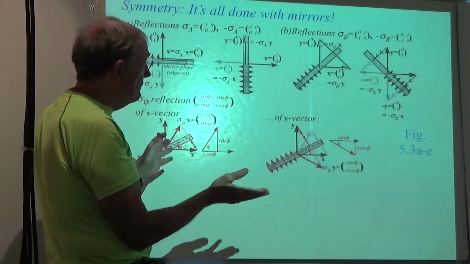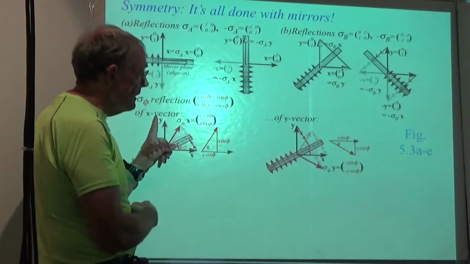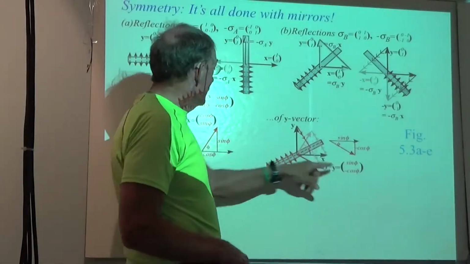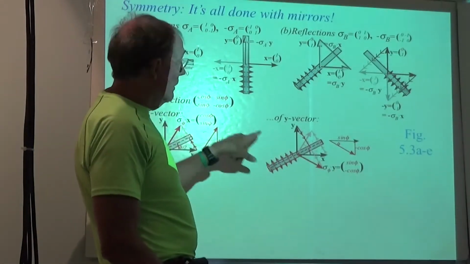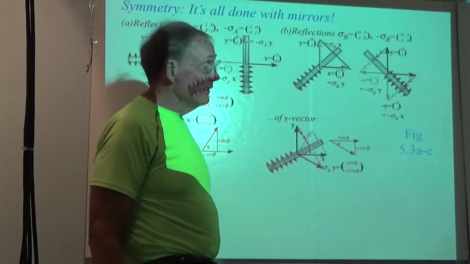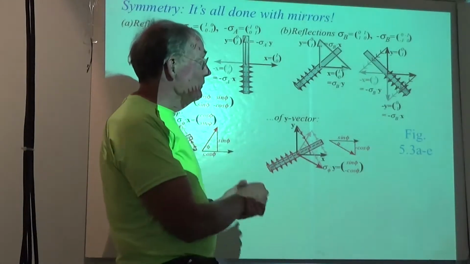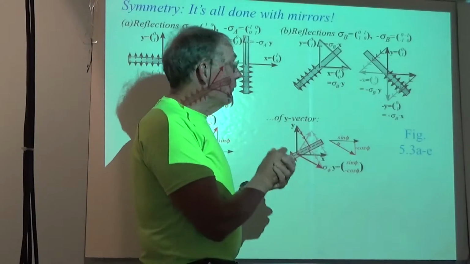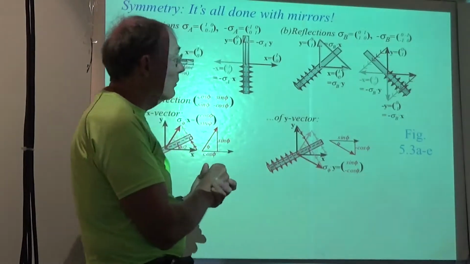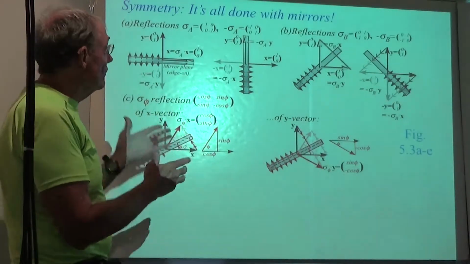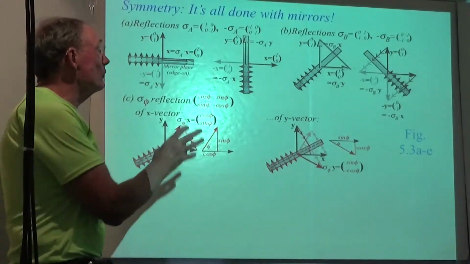Then you go and do the same geometry for what happens to y. Y gets sent down to here. So that's the second column of the matrix. This is the best way to figure out matrices that are going to be group operators. This is a group operator. This forms a group.